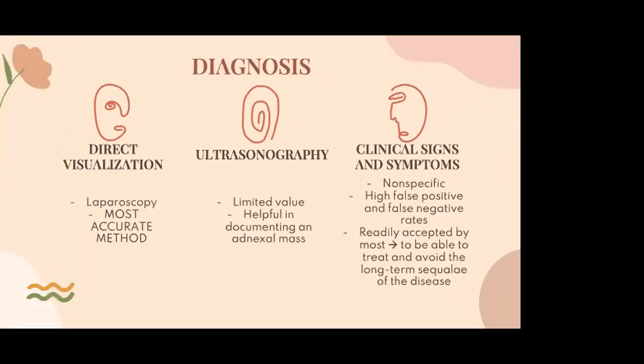Okay. So how is the diagnosis of PID made? By direct visualization. So laparoscopy is actually the most accurate method. Ultrasonography would have a limited value, but it is still helpful in documenting an adnexal mass. Clinical signs and symptoms are non-specific. There's high false positive and false negative rates, but it is readily acceptable by most so that we can treat and avoid the long-term sequelae of the disease. So this is the same with the current patient. Just by the clinical signs and symptoms, it is important to treat the concomitant pelvic inflammatory disease.